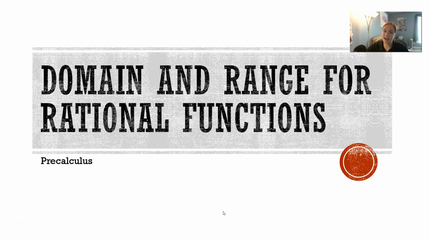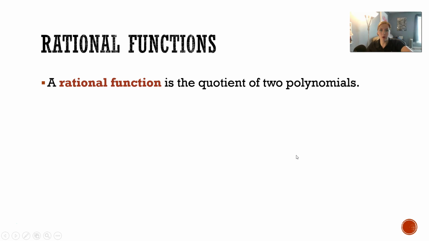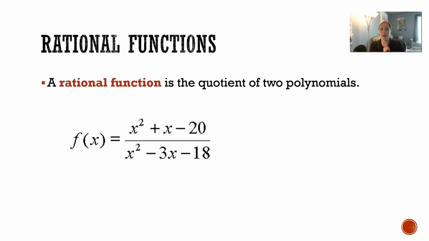This week we're going to talk about rational functions, and we're going to start off by talking about domain and range of those rational functions. We briefly talked about domain and range before, but how does it apply to functions that have a polynomial on both the top and the bottom, which is actually what we call a rational function.